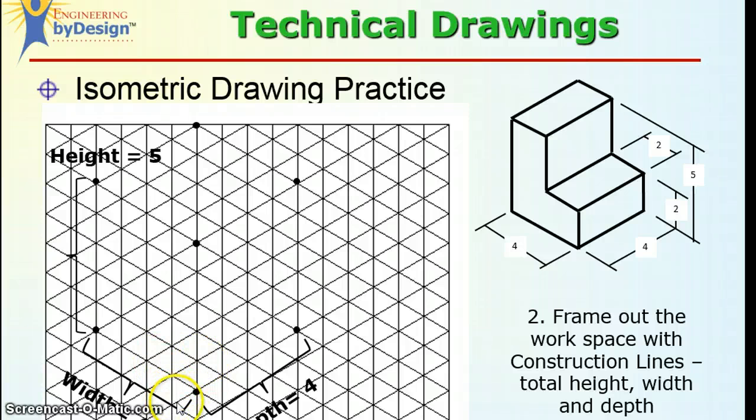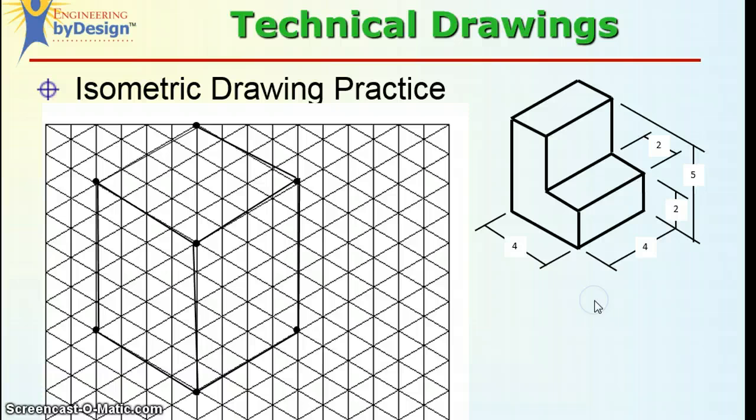And you're going to have to kind of project your eyes to see the square. So the width is going to be 4, the depth is going to be 4, and the height is going to be 5. I'm going to make my construction lines from that. You can look and see those light lines. Those are my construction lines.